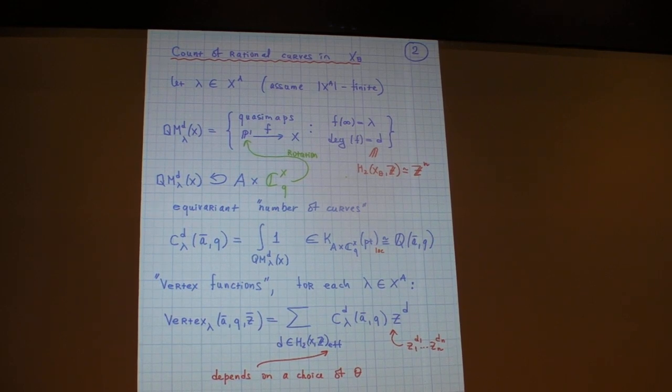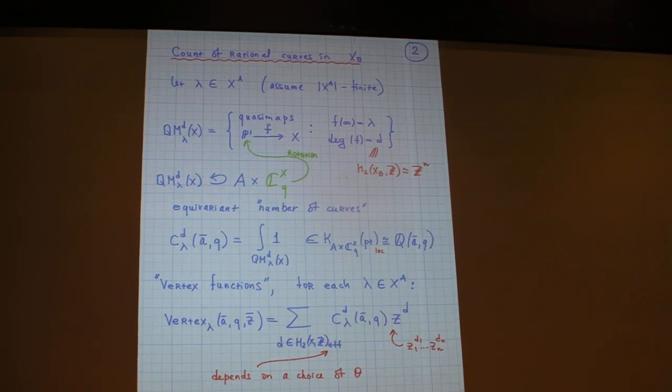What I mean by that is the following: we can consider the Euler characteristic of this moduli space, but it's only defined equivariantly, right? As I said, I have an action of the torus A on the Nakajima variety. Well, it induces an action on the moduli space. In addition, I have an action of an extra torus, which I call C_q here, and it acts on the source of the quasi-map, on this P1.